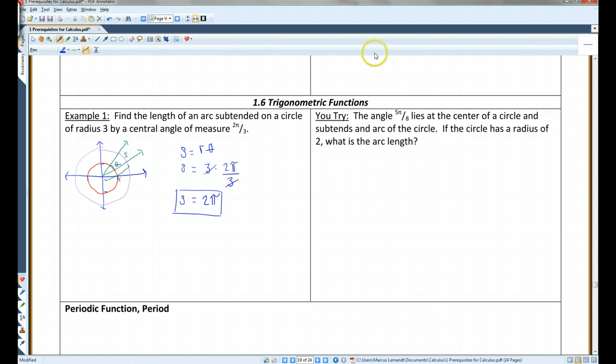Alright, you guys go ahead and try this one, and when you think you have it, hit play. Alright, this is the answer you guys should have gotten.